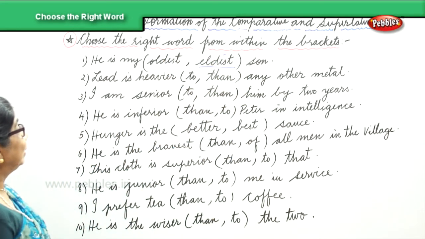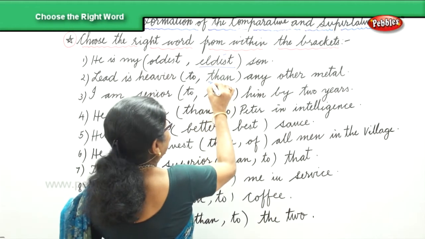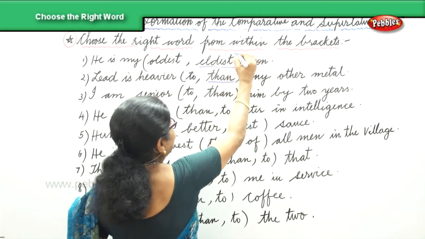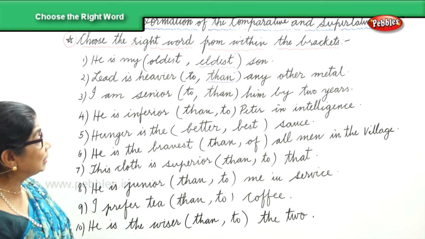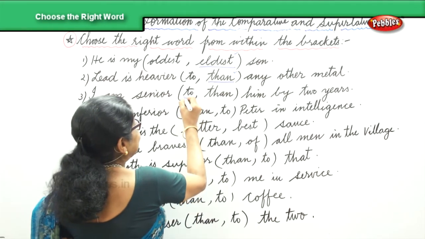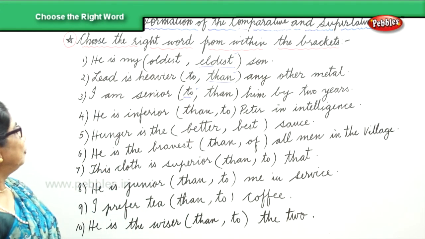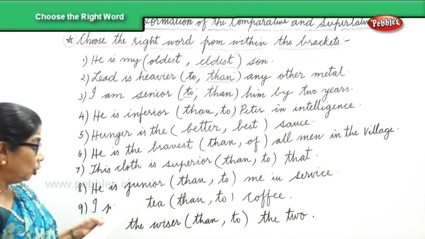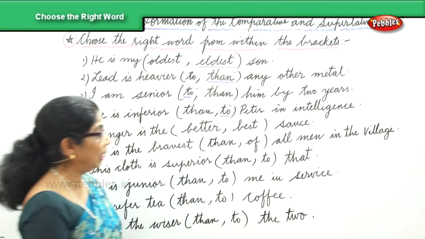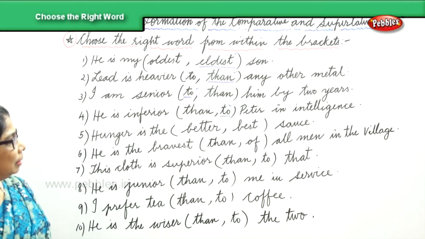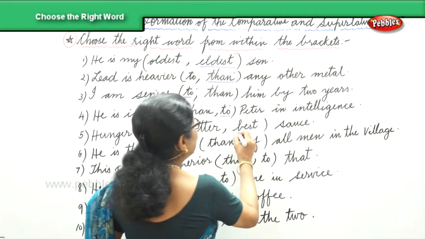Okay? Now, lead is heavier than, not heavier to. So heavier than, lead is heavier than any other metal. I am senior, you will say not than him, you will say senior to him by 2 years. Now, fourth one, he is inferior, you will say he is inferior to Peter, not than Peter, inferior to Peter in intelligence. Hunger is the better sauce. You will say hunger is the best sauce.